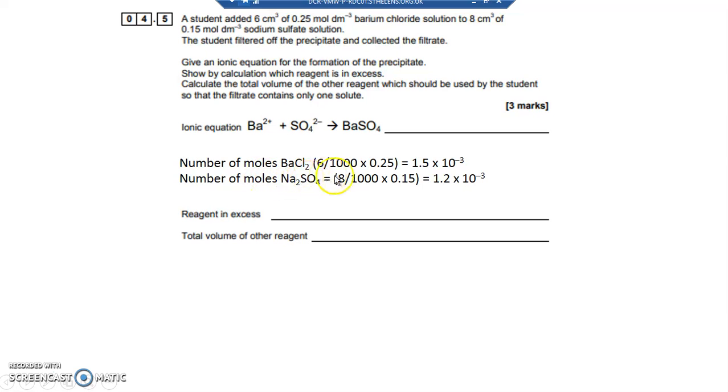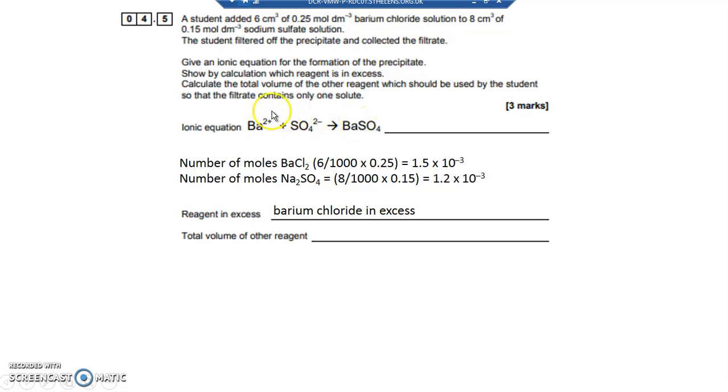Number of moles of sodium sulfate, again I take the 8 cm³ and divide it by 1000 to get 0.008 dm³. Concentration 0.5 is moles divided by 0.008. Multiply the 0.008, or 8 divided by 1000, by the concentration gives you the number of moles of sodium sulfate. Which one's in excess? Well, which one's the larger value is barium chloride. So barium chloride is in excess.